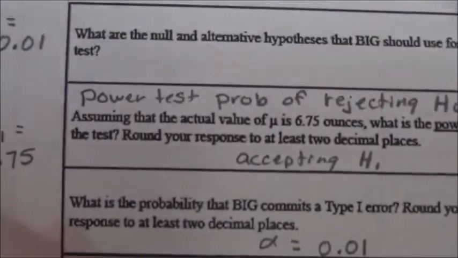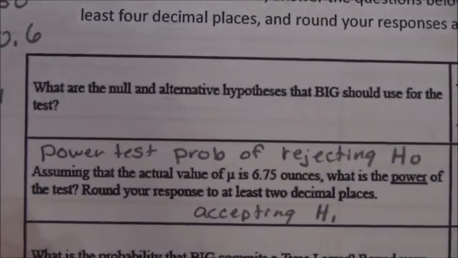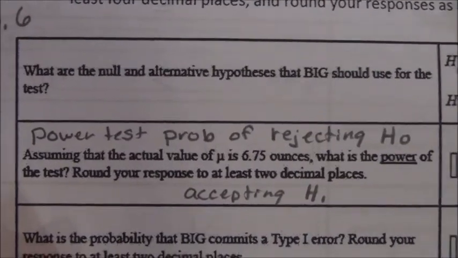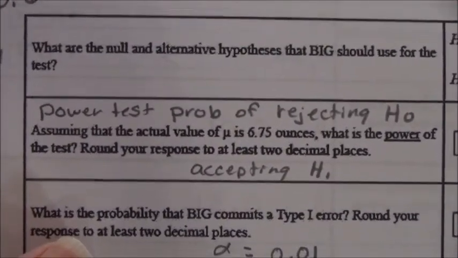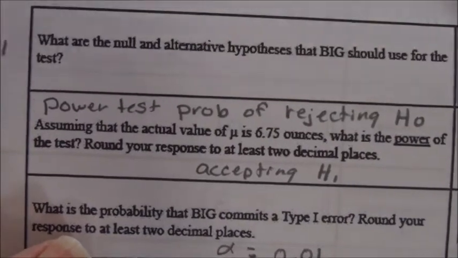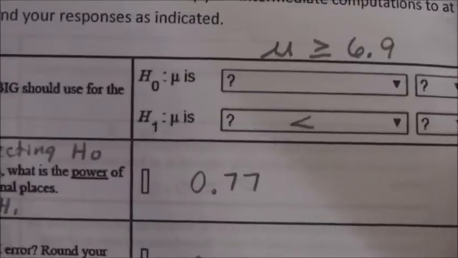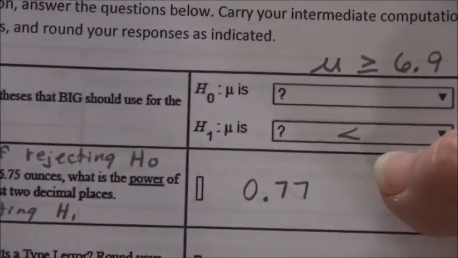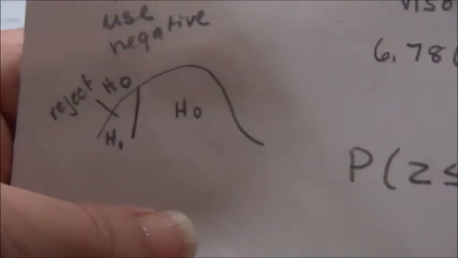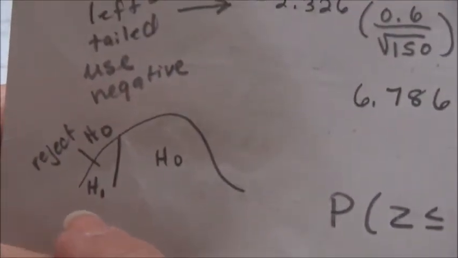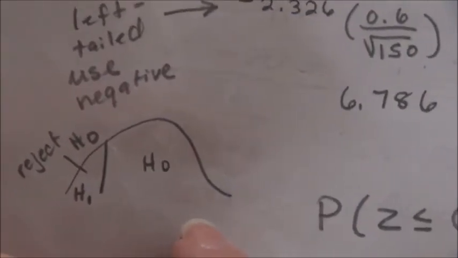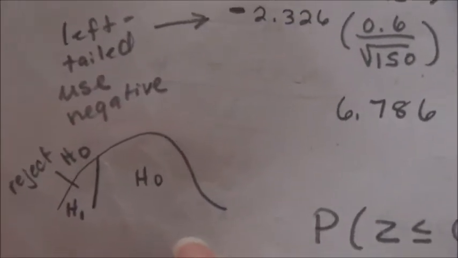If I go to number 11 here, number 11 says, assuming that the actual value of the mean is 6.75 ounces, what is the power of the test? So when you're doing the power of the test, you're rejecting the null, accepting the alternative hypothesis. If I look, my alternative hypothesis this time is a less than. So if I go down to my picture, that means that my alternative hypothesis is on the left, my null is on the right. The question wants to know what is the power test.